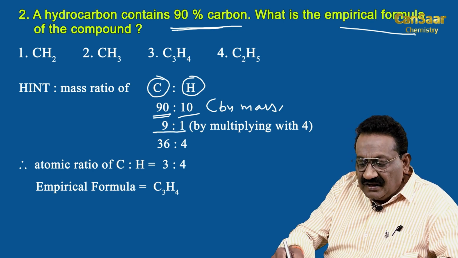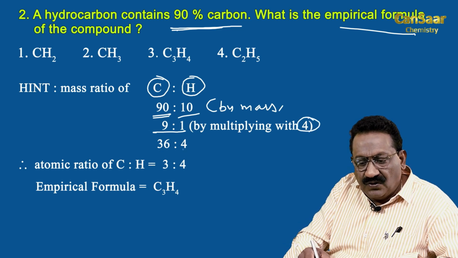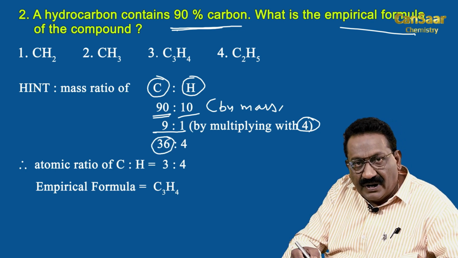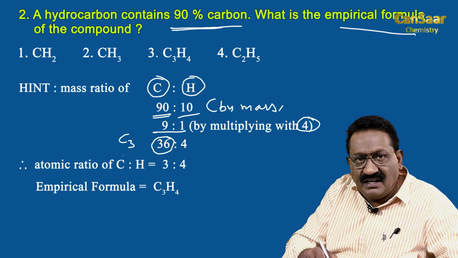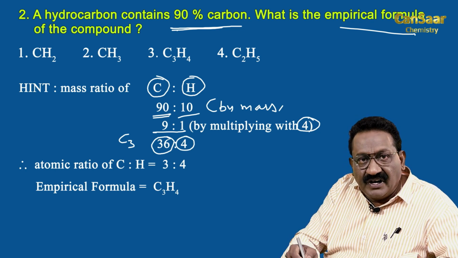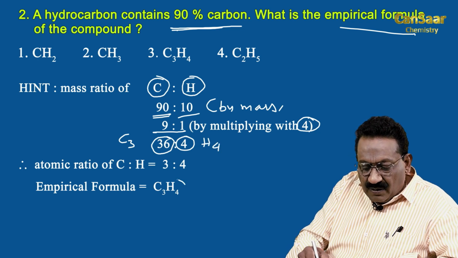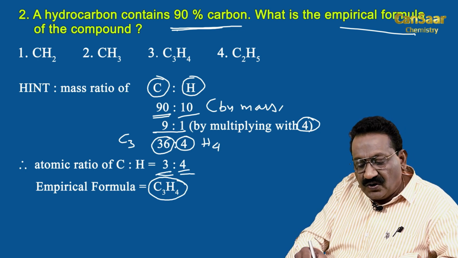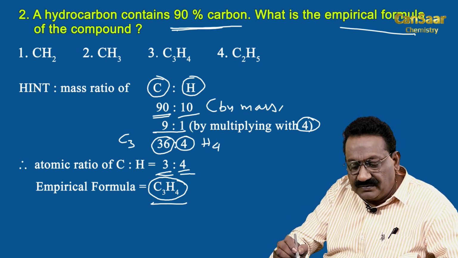This 9 is to 1, if it is multiplied by 4, we have 4 9s are 36, 4 1s are 4. This 36 units of mass of carbon corresponds to C3, because carbon atomic weight is 12, 12 3s are 36, hence it is C3. And H atomic weight is 1, so 4 units of mass means it is H4. Hence the compound is C3H4, that is atomic ratio is 3 carbons to 4 hydrogens, 3:4, and the formula is C3H4.